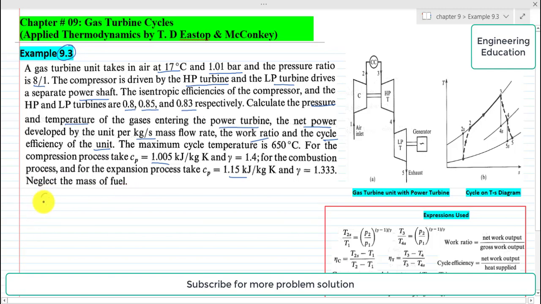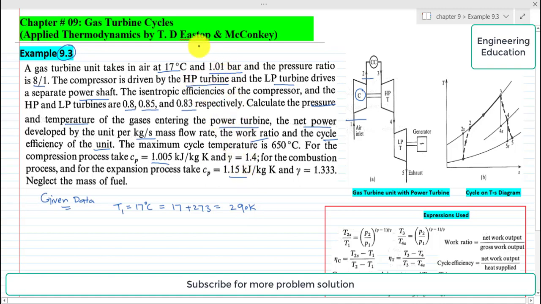So first of all, we will write the given data. If we look to the schematic of the gas turbine unit while using the power turbine, initially air enters at state 1 and it leaves the compressor at state 2. This C stands for compressor. This is the combustion chamber, this is the high pressure turbine, and this is the low pressure turbine. So air enters to the compressor, that is T1, and it is 17 degrees centigrade. Converting it to Kelvin, we will add 273. It will become 290 Kelvin.